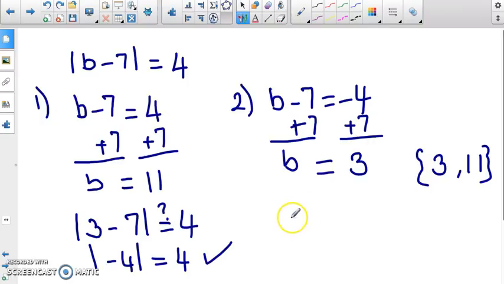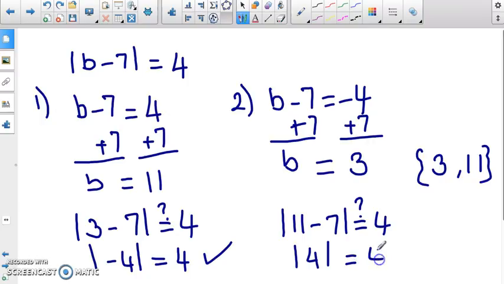I'm just going to check my solution with 11. So inside of this absolute value bars, instead of b minus 7, instead of b, I'm just going to substitute it. 11 minus 7, is it really equal to 4? I'm going to check for this. And I know that 11 minus 7 is equal to 4. And actually, 4 is 4 units away from 0. So this is also a solution.